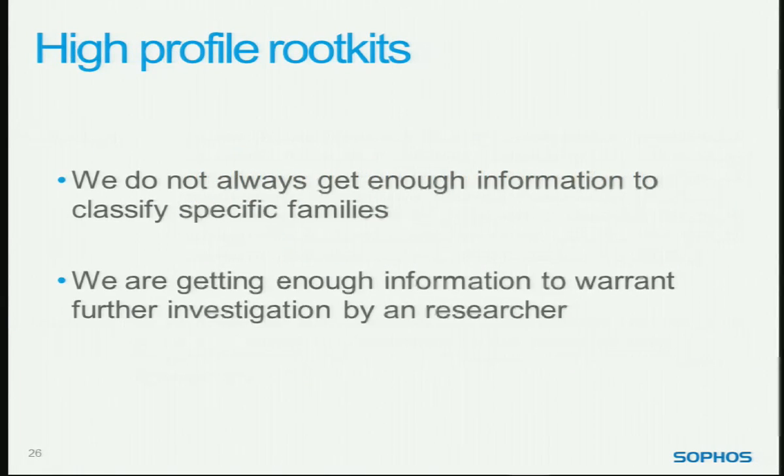Now, in all four of these examples, what we can take away from this is that we're not always getting enough information to classify specific families. So with TDL, we only get the MBR modification, but we don't get anything else. But what we are getting is enough information to warrant further investigation by a researcher.